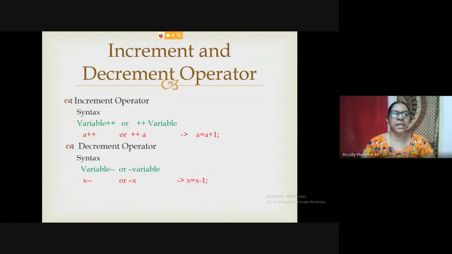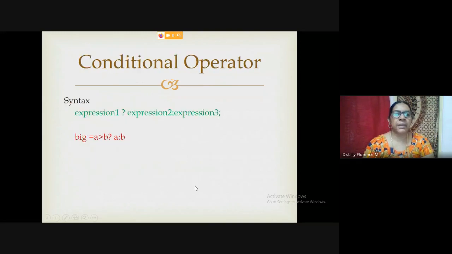Next, increment and decrement operator. Here, post-increment and pre-increment. This is post-increment and this is pre-increment. Here, it will do the operation and then it will increase. Here it will increase first, then it will perform the next operation. Both will increase the value by 1. Similarly, the decrement operator, pre-decrement and post-decrement, we can use like this. That is for increment and decrement operators.